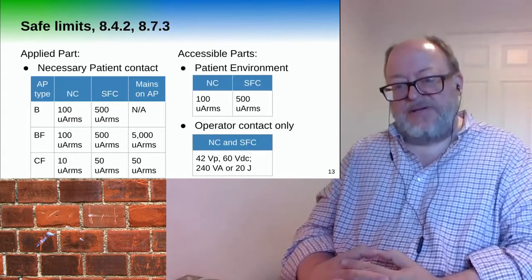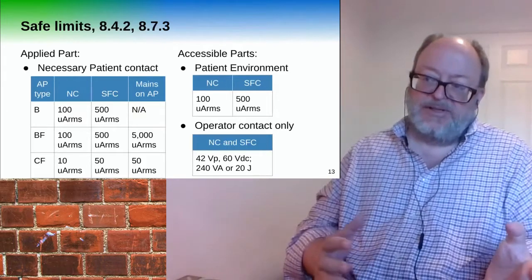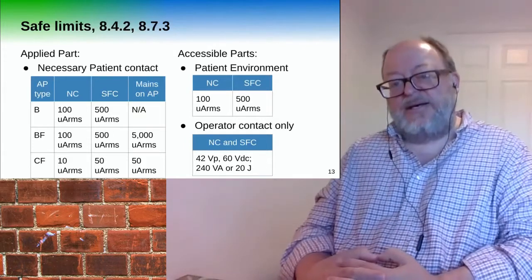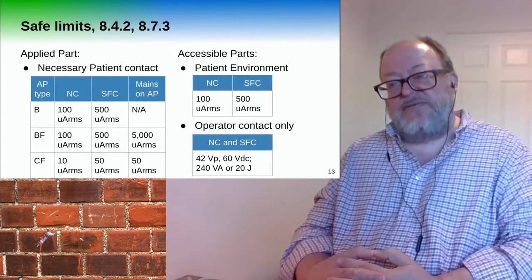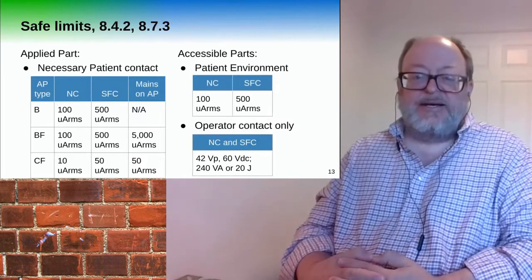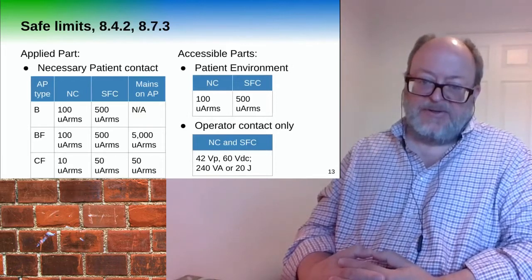Now with F-type, we actually put the mains on the applied part and check for leakage back through the equipment, presumably earth. And with BF, we'd allow 5,000 micro or 5 milliamps. With CF, we'd limit that to 50 micro, similar to single fault.